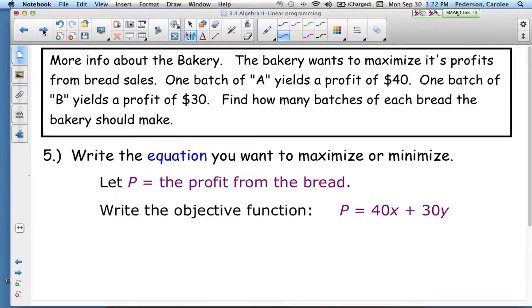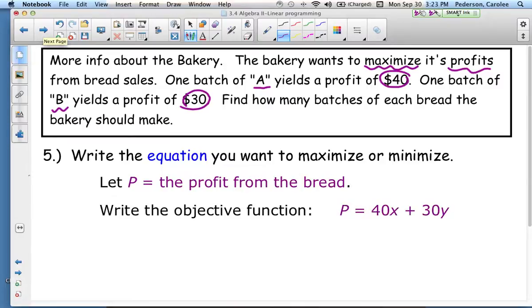That's leading us to this. More information about the bakery. The bakery wants to maximize its profit. So remember, we said it would be either maximum or minimum. In this case, we want the maximum profit. One batch of A yields a $40 profit, while batch B yields a profit of $30. How many batches of each should they make?